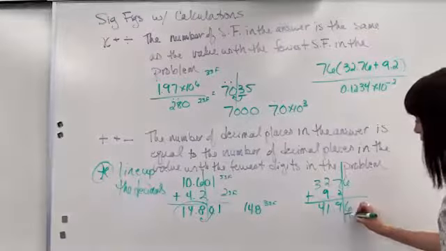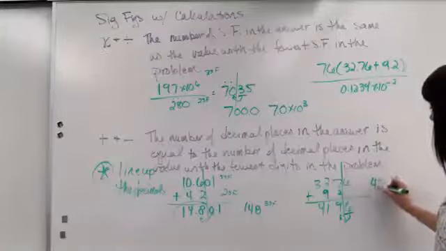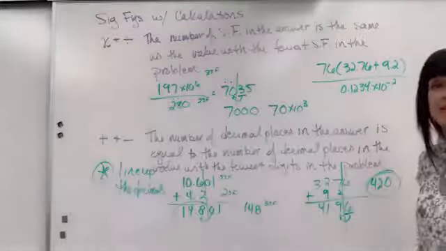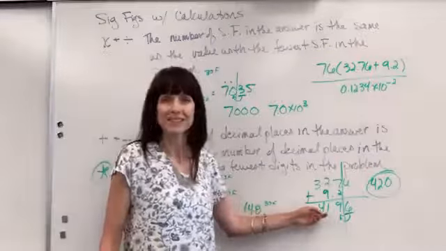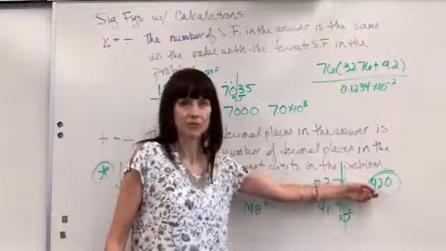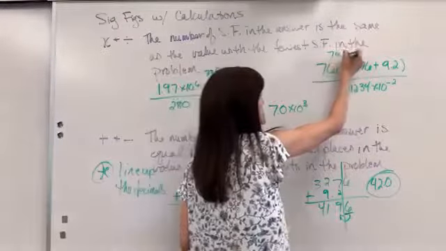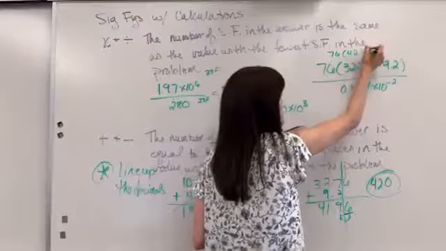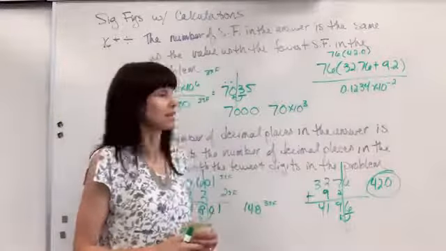Now take a second, and I'm going to round. So when I round this, it becomes 42.0. That's the number I carry. I'm not going to carry the 41.96. I carry the 42.0. So up here is actually going to be 76 times 42.0. Then I divide it by the 0.1234 times 10 to the negative 2.